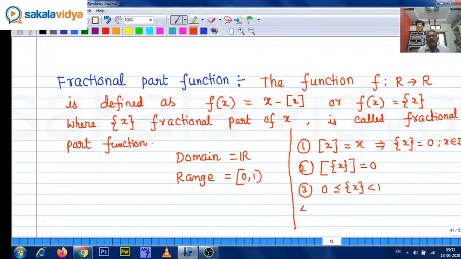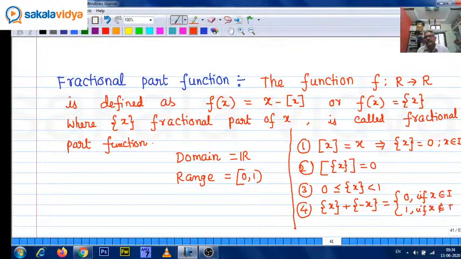One more important point, better remember this one, this will be useful for the problems. Fractional part of x plus fractional part of minus x equals 0 if x is an integer, equal to 1 if x is not an integer. So this is about the fractional part.